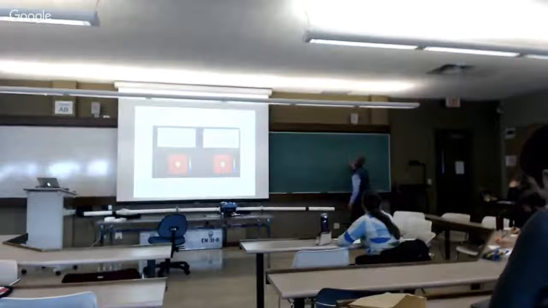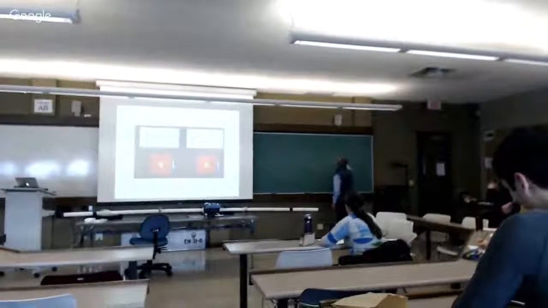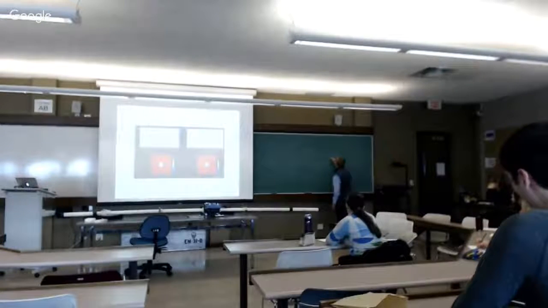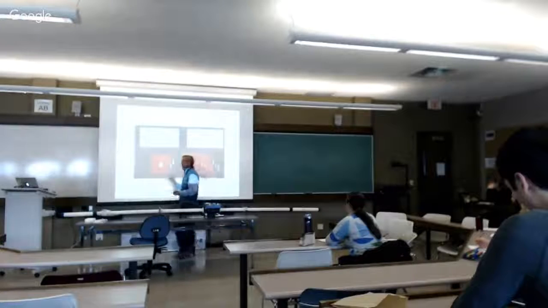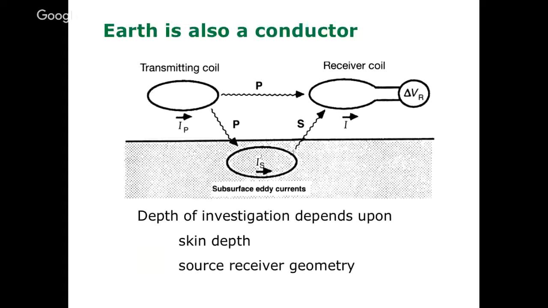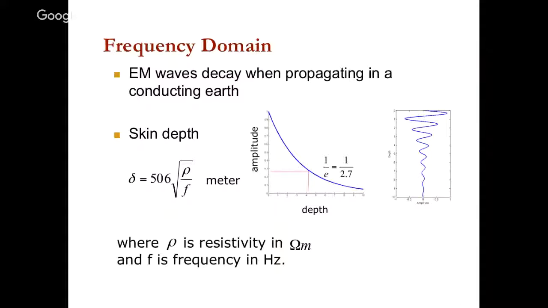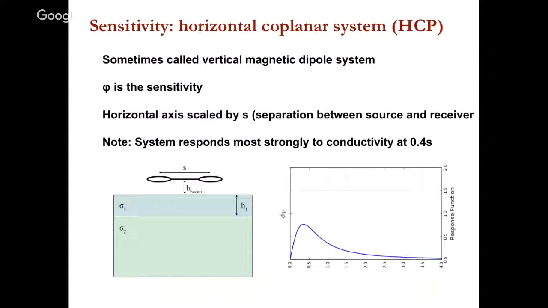The skin depth is the depth into the earth at which the signal falls off by 1 upon e. So this is delta, and this is 1 upon e. Here was your concept of the skin depth falling off by 1 upon e, and here was a formula you could use: the skin depth in meters is found by dividing by frequency. So that's all of the first part.